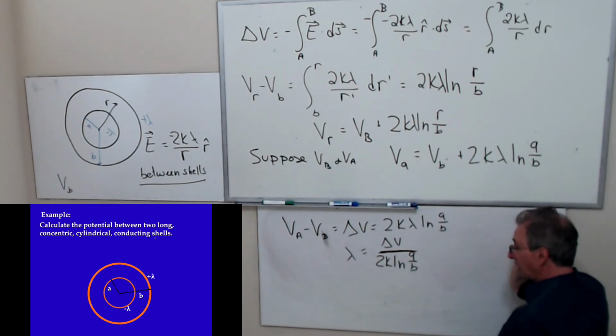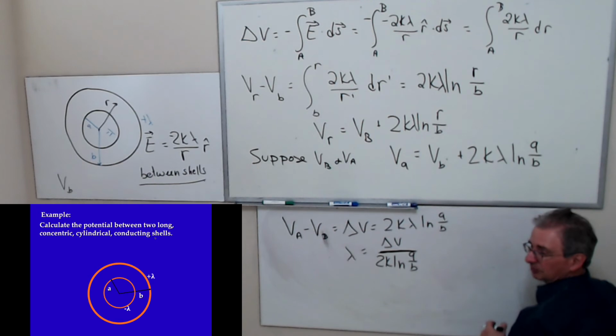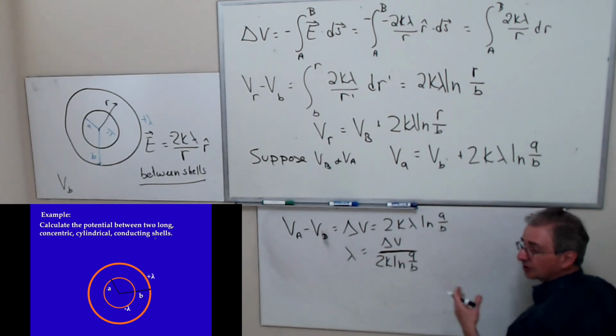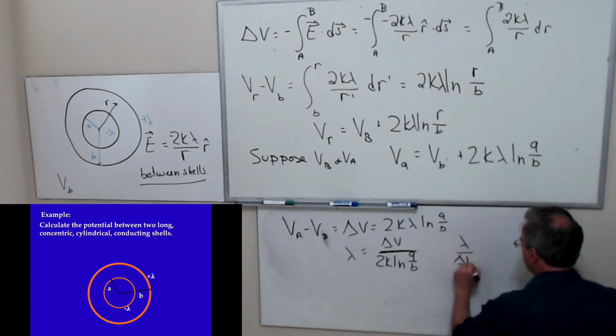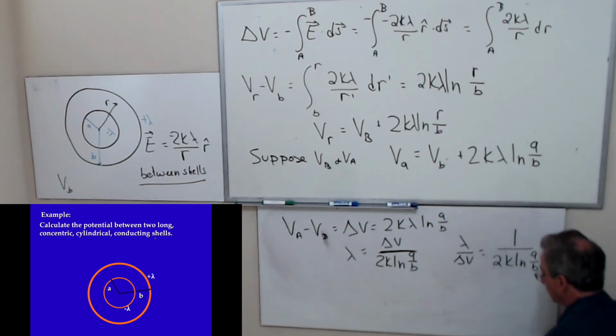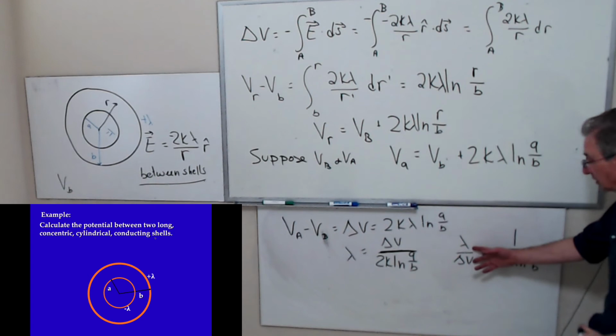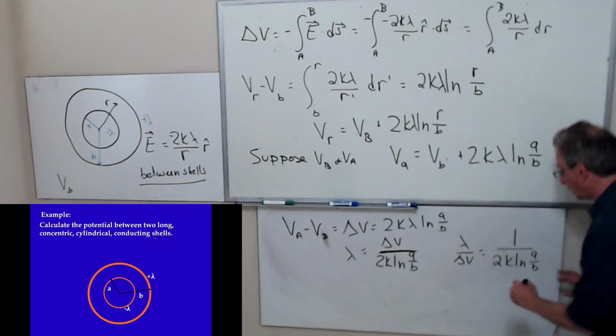Now, this is the charge per unit length, but if I wanted to know the charge per delta V, because that's going to give me an indication of how much charge I can put on the cylinders, then I get the following. This tells me how much charge I will be able to put on the cylinders given a delta V. This is called capacitance.